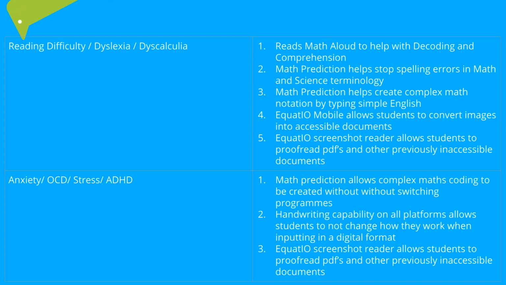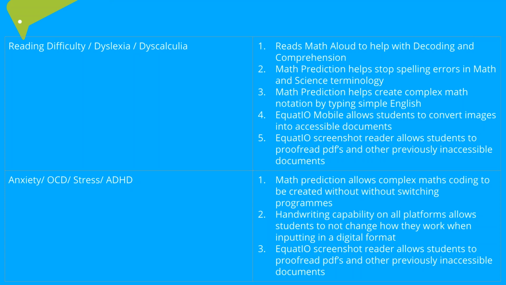So then moving on, there is the list of disabilities or learning difficulties that EquatIO can help with. So we thought it would be nice to just lay it out in a simple manner. On the left hand side, you'll see there is the learning difficulty, and then on the right hand side, there is the list of features within EquatIO that will help with that disability. And you'll see that it ranges from obviously dyslexia, dyscalculia, and having any reading difficulties, but then also into anxiety, especially maths anxiety, stress, ADHD.